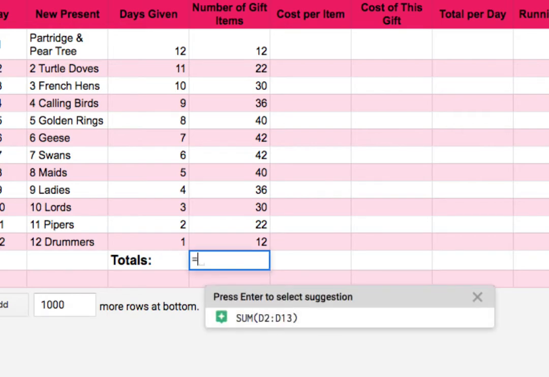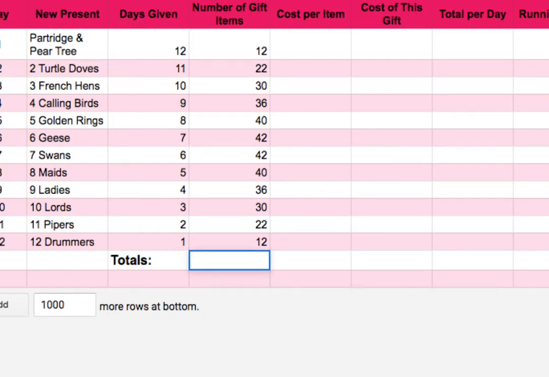You're going to do a sum formula, and of course you have a suggestion there that's probably helpful. Okay, the cost per item. This is a unit cost. How much does 1 partridge in a pear tree cost? How much does 1 turtle dove cost? So how do we do that?